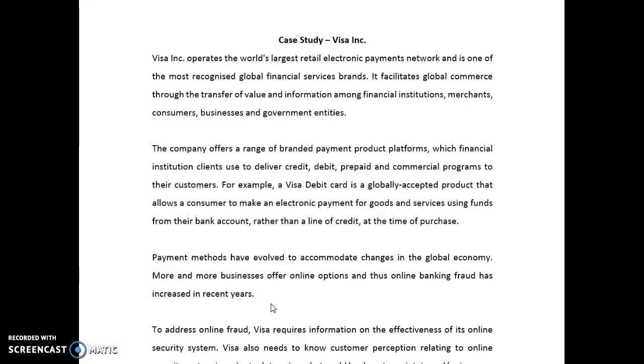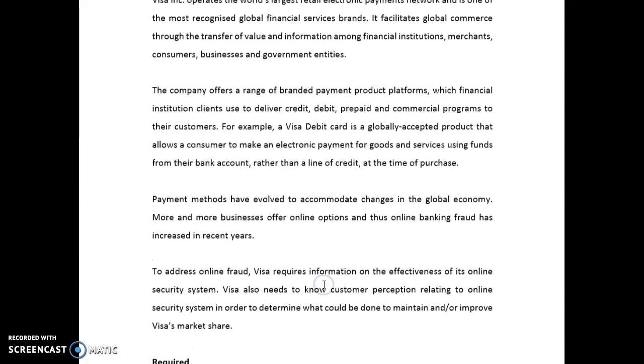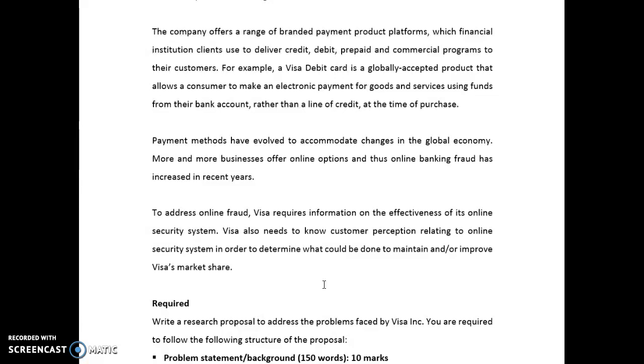So first of all is the case study. What is it all about? All of you know that the case study is on Visa Incorporated, and you know that in recent years, due to the overwhelming increase in the number of online and offline frauds, Visa Incorporated is under pressure to understand the effectiveness of its online security system. And Visa also needs to know its customers' perception relating to the online security system.